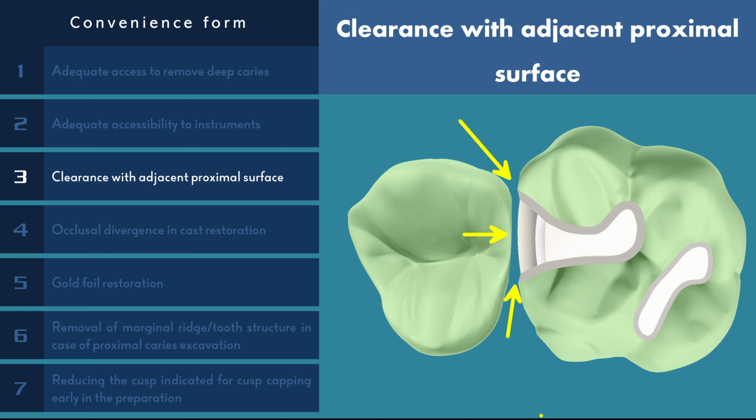If the margin of the restoration is kept inside the contact area, then it will act as a nidus where there can be food accumulation and plaque formation which can lead to development of secondary caries. So for any restorative material, ideally the margin of the restoration should never be kept inside the contact area. So it should always be kept in an area which is self-cleansable.